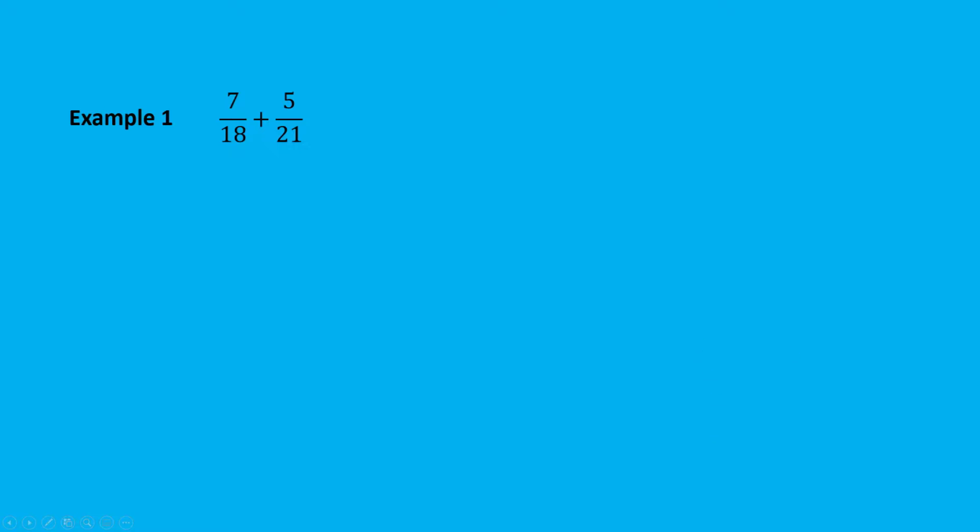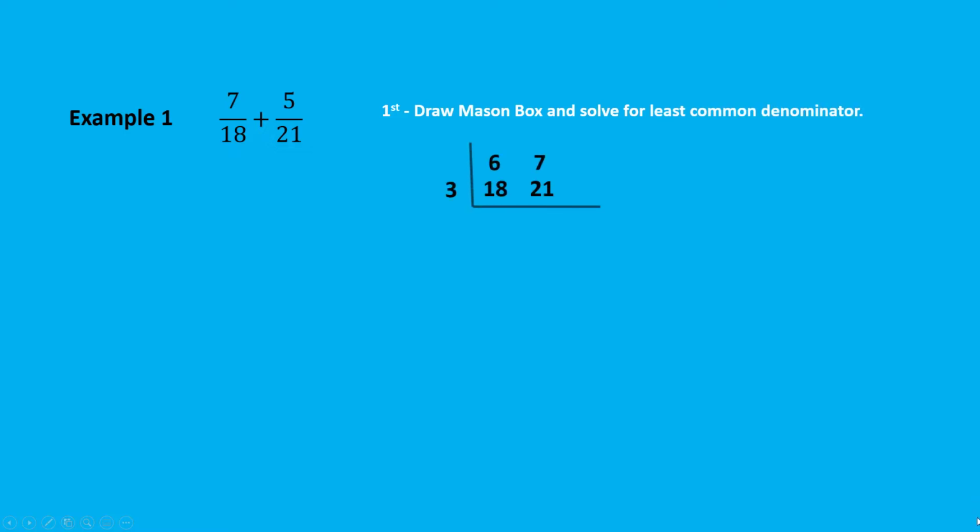So in this case, what we're going to do is first draw the Mason box and solve for least common denominator. So we put 18, 21 inside of an open box, find a common divisor, which is 3. Divide 3 into 18 is 6, 3 into 21 is 7. The only thing that divides into 6 and 7 both is 1, so we're done. Now, to find the least common denominator, we're going to multiply 7 times 18 or 6 times 21, which is 126. So 126 is your common denominator.